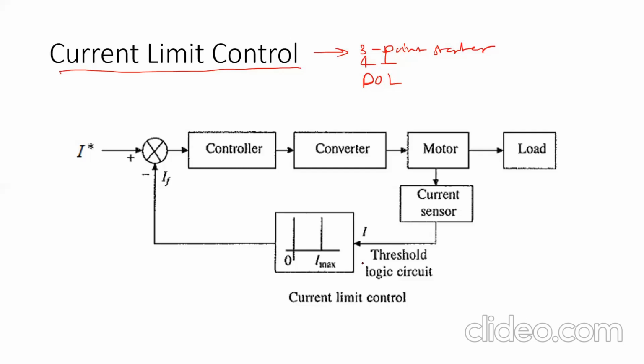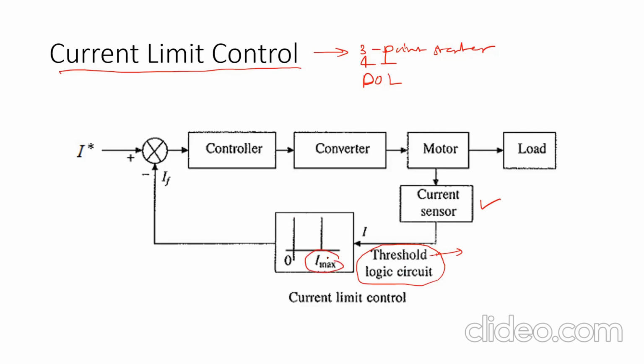How do they do it? Suppose the motor current is sensed using a current sensor, and this current sensor signal is given to a threshold logic circuit. Threshold means a limit. It denotes a limit. The dictionary meaning of threshold is the doorstep, meaning the current must not go beyond it. This logic circuit will limit the current to Ia max. Means what?